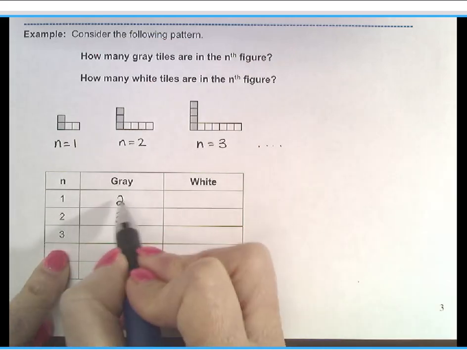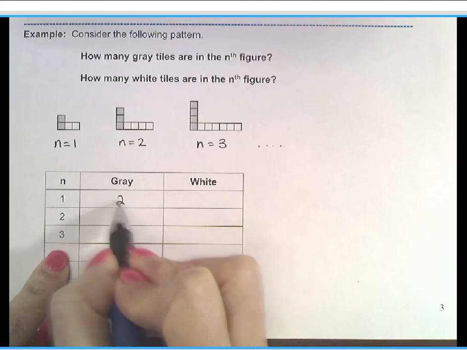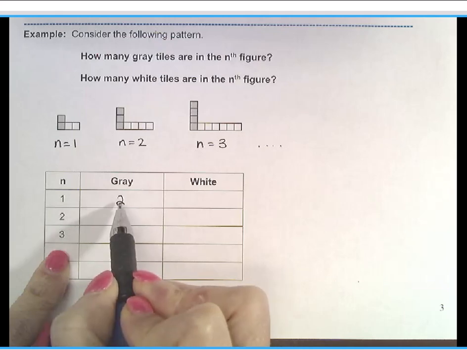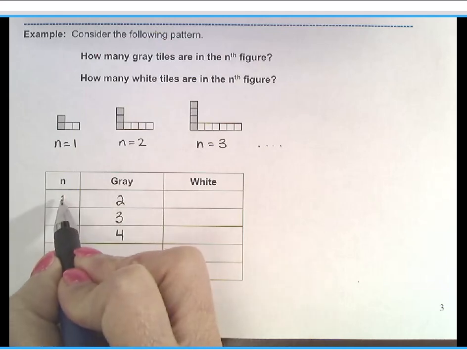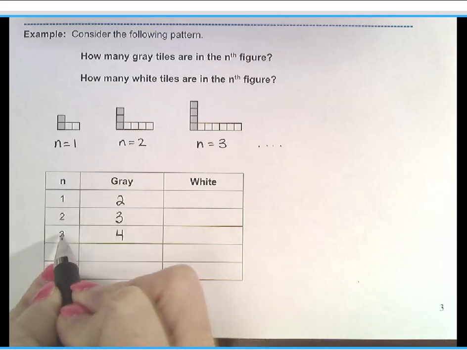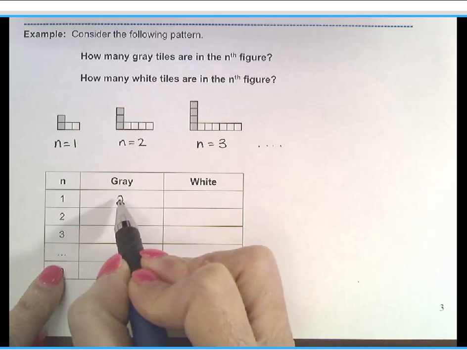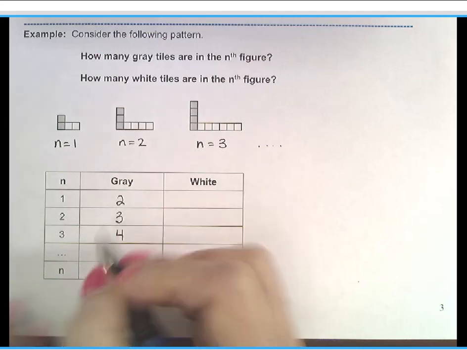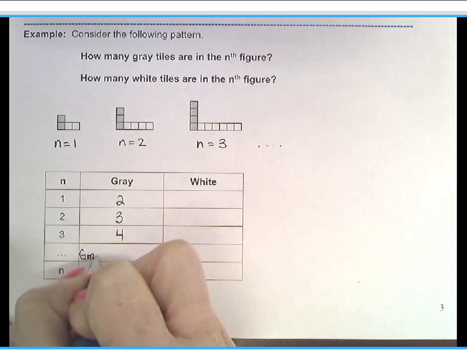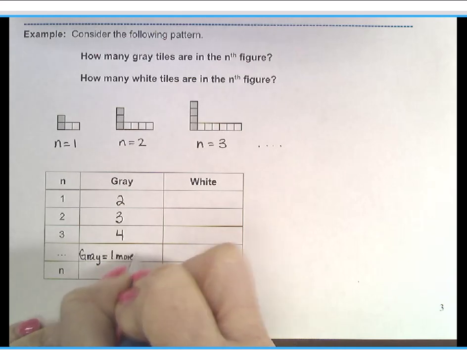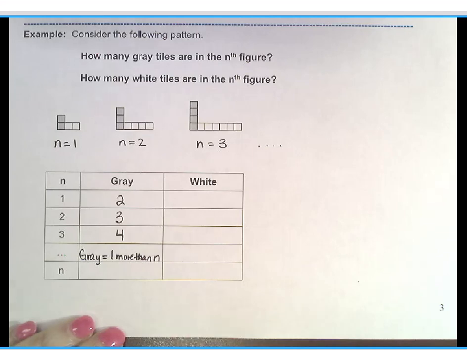What you want to do is look at how the number of tiles compares to the position. How can you get from n to the number of gray tiles? So what could I do to 1 to get 2? What could I do to 2 to get 3? What could I do to 3 to get 4? You'll notice that the number of tiles is always 1 more than the position. So the gray always seems to be 1 more than the position. So how do we say 1 more than n?